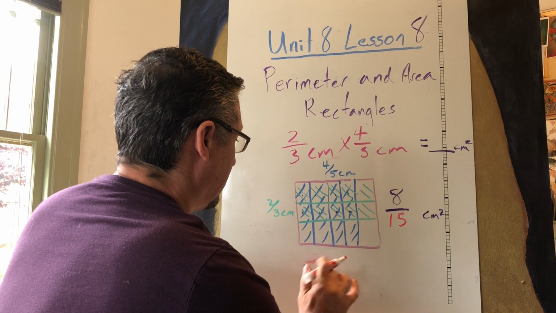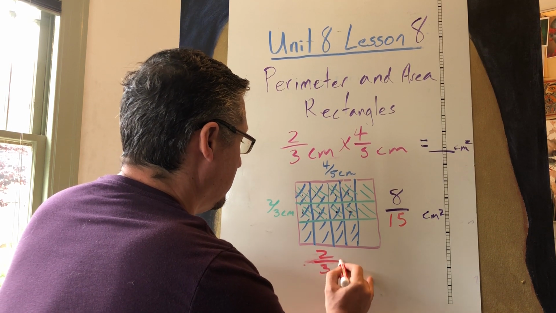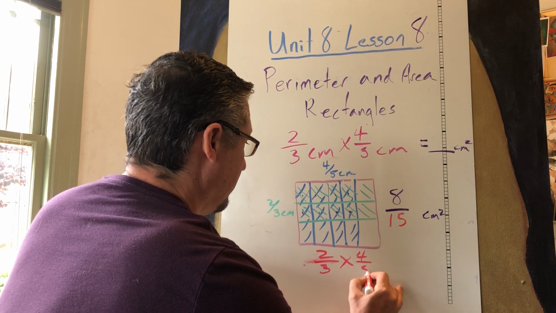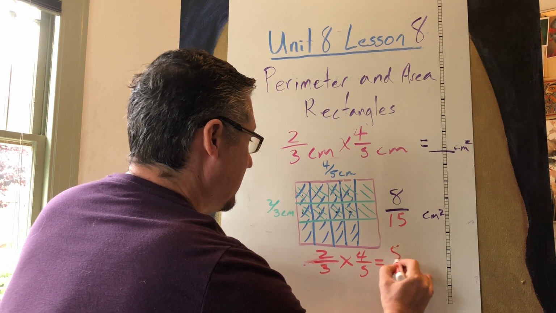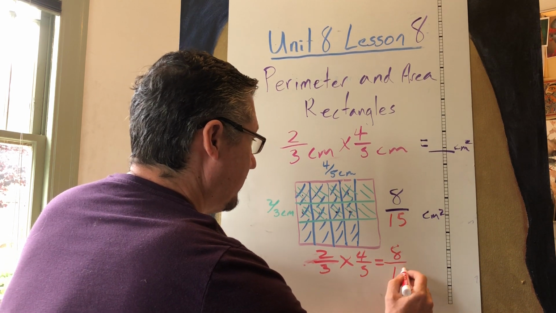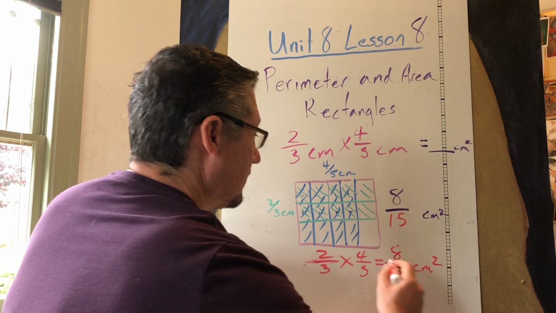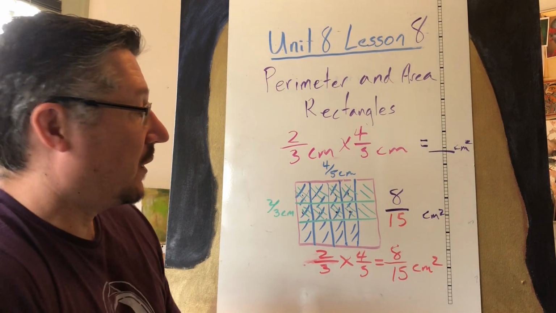Okay, now if I just want to continue just to double check my math. 2/3 times 4/5. 2 times 4 is 8. 3 times 5 is 15 centimeters squared. Either one of those will work.